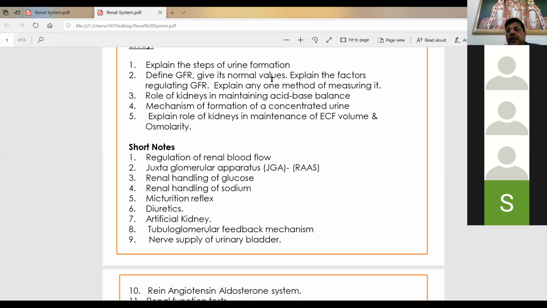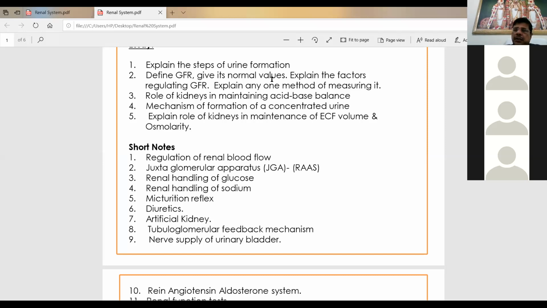So it should be non-toxic, it should be freely filterable as freely as water, it should not have any influence of its own on GFR, it should be easily available, it should be cheap, its concentration should be measured, it should be freely filtered, it should neither be reabsorbed nor secreted. So those points are there. So inulin is one substance which meets all these points.